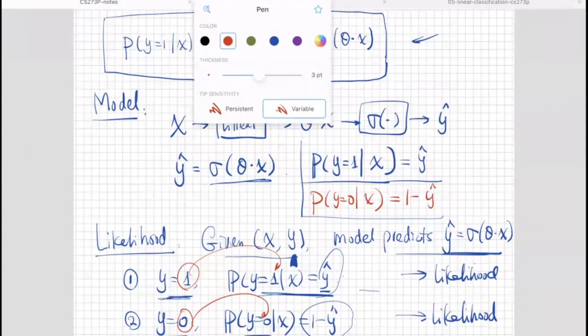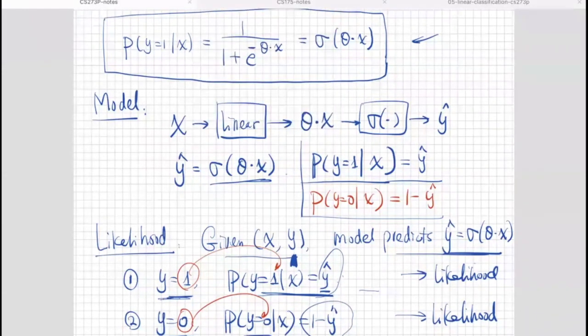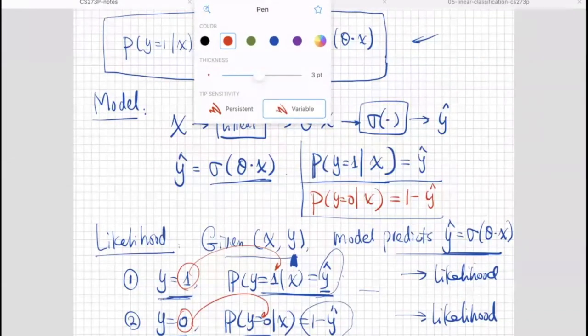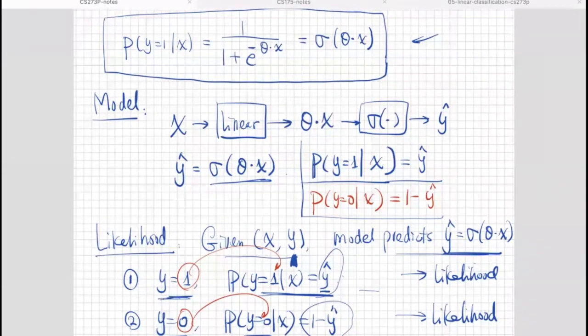Instead, in this community, people like to use something called log likelihood. So I have a likelihood here. This will be a number, given that particular sample. If the target is 1, y hat will be my likelihood. If your actual target is 0, 1 minus y hat will be my likelihood. So in general, people transform this by applying a log function.